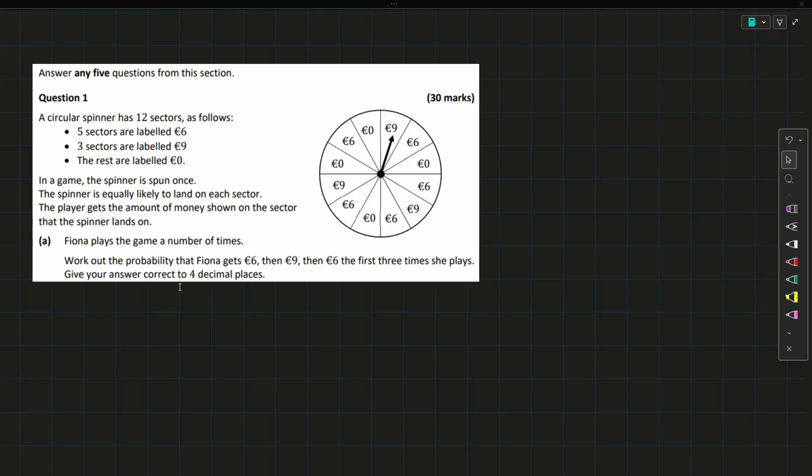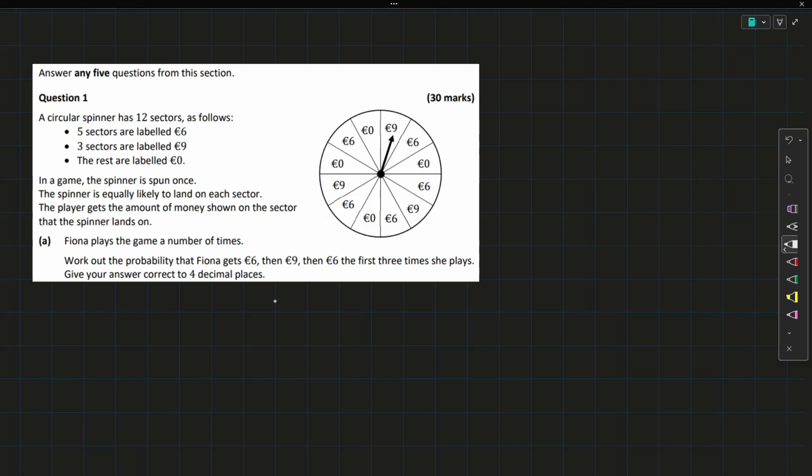This is 2023 paper 2 question 1. So we have some game here. We're trying to find the probability that she gets a 6, a 9, and then a 6 the first 3 times she plays. And here the order matters because it says 6, then 9, then 6. Okay, so first, because these all have to happen in succession, we're going to be multiplying these probabilities.